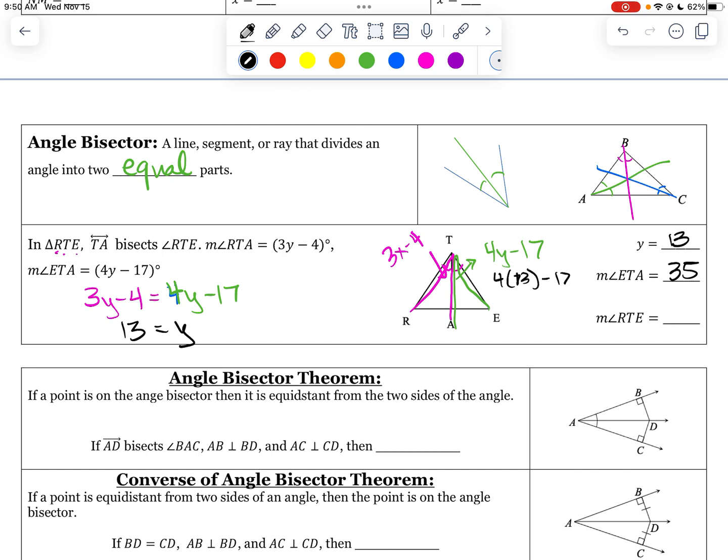And then on this side, RTE should be the entire thing. So it should be 35 times 2, but let's triple check to make sure I got everything right. So what's 3 times 13 minus 4? Let's see if we got it right. 35, good. So we have 35 and 35. RTE is that entire angle, so it's 70.